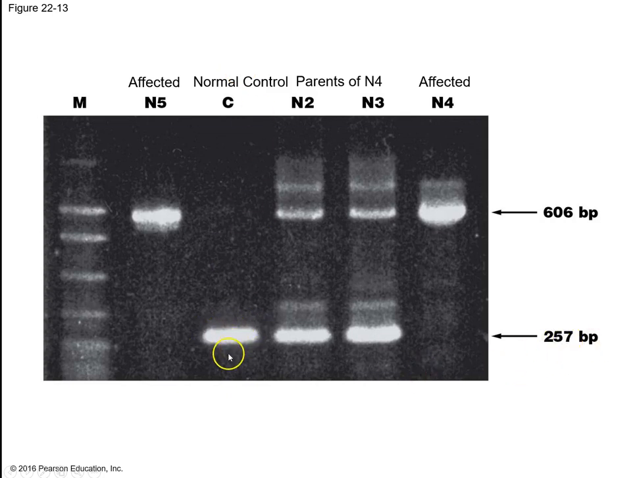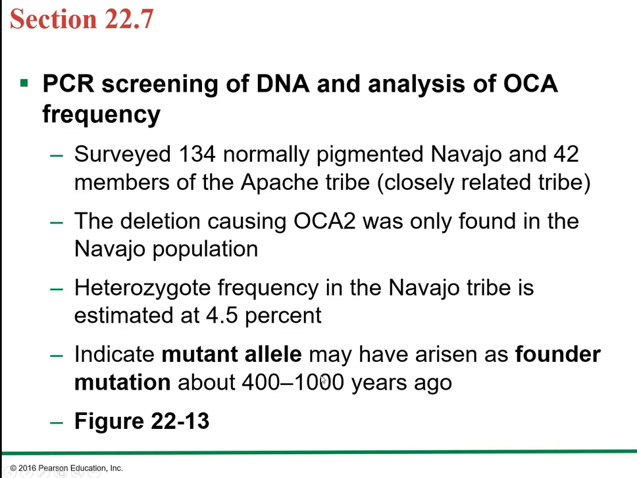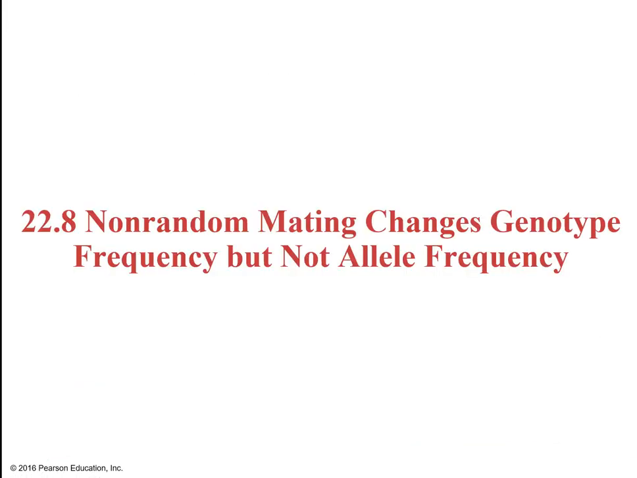So this one is homozygous dominant, with no mutant allele. Again, you can see the mutant or recessive allele in N5, with no normal allele, in the two affected. If you look at the parents of N4, you can see a band here but also a band up here, indicating that they're heterozygotes. So the bottom line is you can use this method to genotype a lot of individuals in the population to come up with the data that they came up with here.